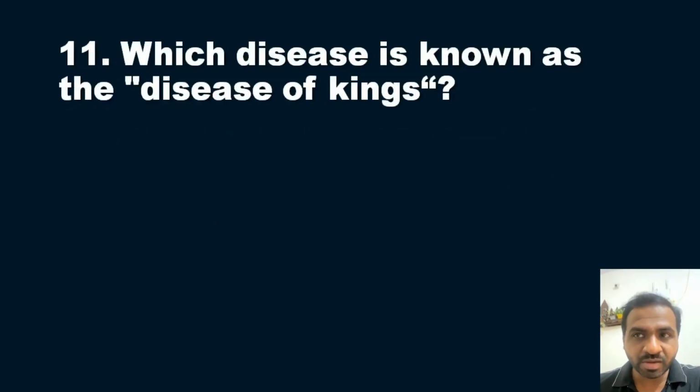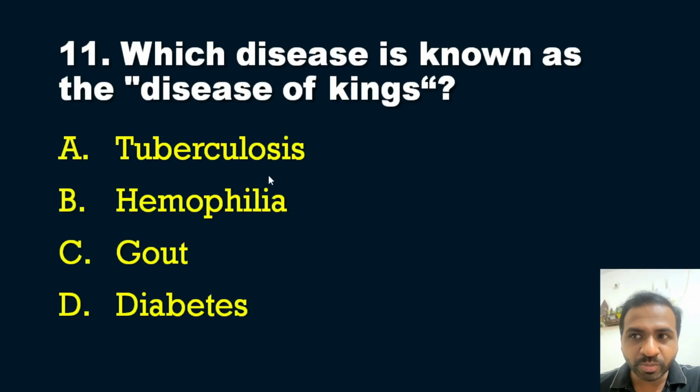Now we will move on to the 11th question in our series, and the question is very simple. Which disease is known as the disease of kings? The options for you are option A, tuberculosis, option B, hemophilia, option C, gout, and option D, diabetes. So which disease is known as the disease of kings? Not king of diseases. The question should be read very carefully. Disease of kings. So what is the answer?